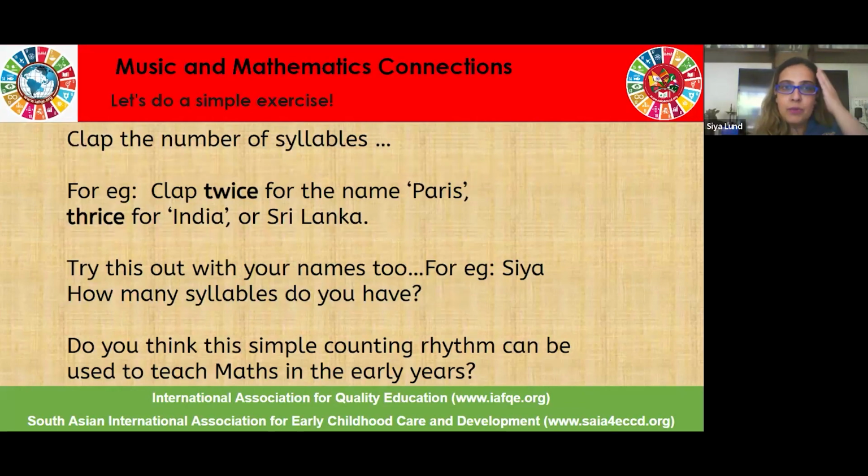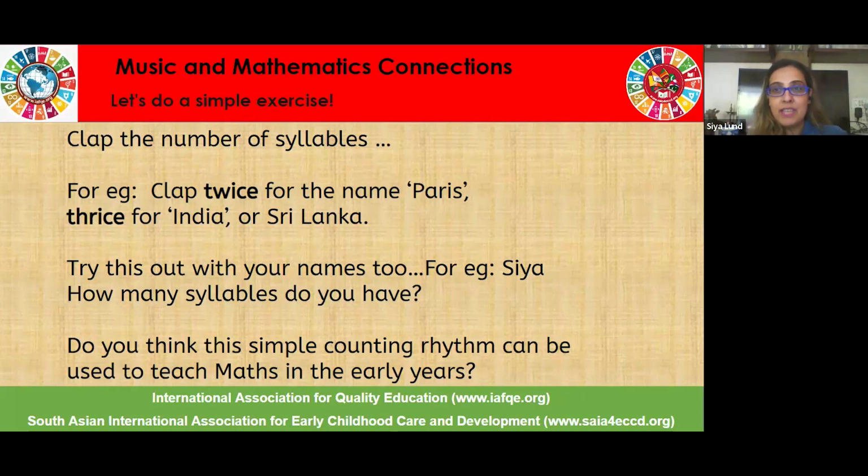Now, a little exercise. What I would like you to do is, if you all know what syllables are, they are the sounds that you hear in any word. So for example, if I say Paris, the main sounds that you can hear are pa and ris, right? So you can count it as 2 syllables. So I'm going to clap twice for the word Paris, okay? So Paris.